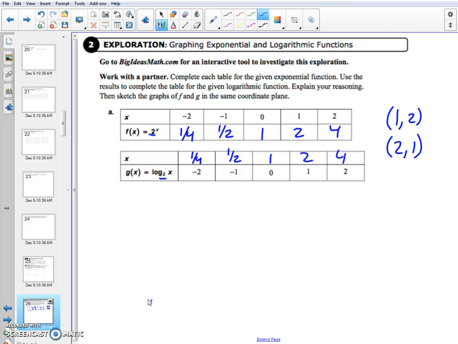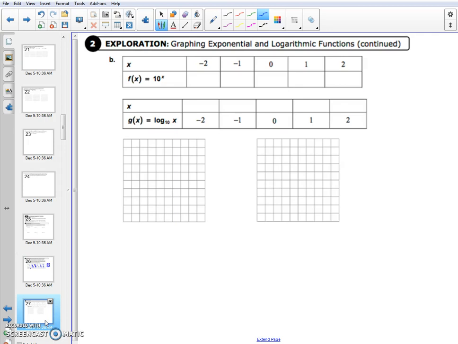Okay, so we're going to think about this for another exponential on the next one here, and then we'll graph this one and look at some of the properties of these functions. Same idea, but my base isn't 2 anymore. My base is 10. So 10 to the -2 is going to be 1 over 10 squared, so 1 over 100. 10 to the -1 is 1 over 10. Anything to the 0 power is 1. 10 to the first is 10. And 10 to the second is 100.